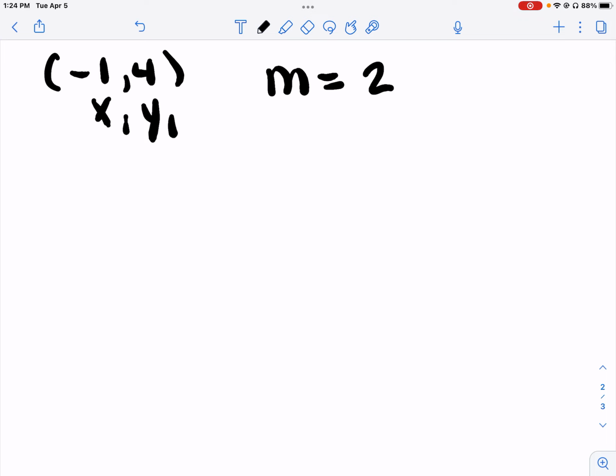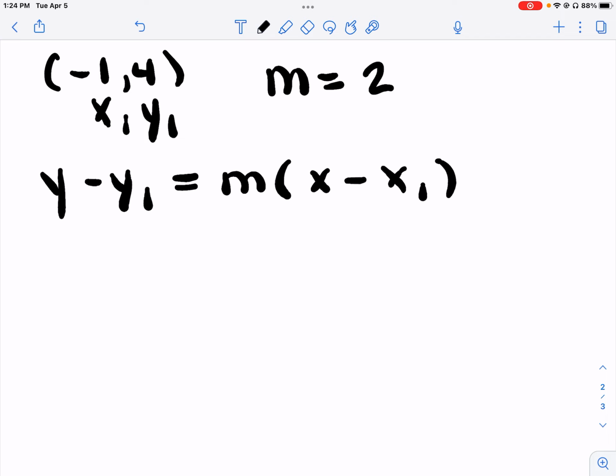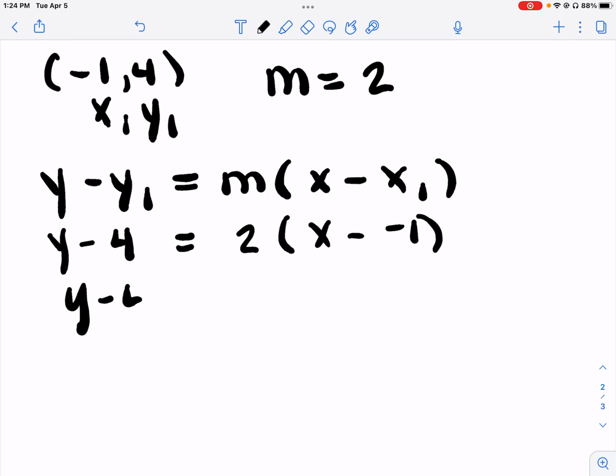Okay, now we're going to use our point -1 for x1, y1. M equals 2. We can write it in the point slope form first. y minus 4 equals m, which is 2, times x minus x1, which is -1. That's y minus 4 equals 2 times x, minus a negative becomes plus. Now that is the point slope form.